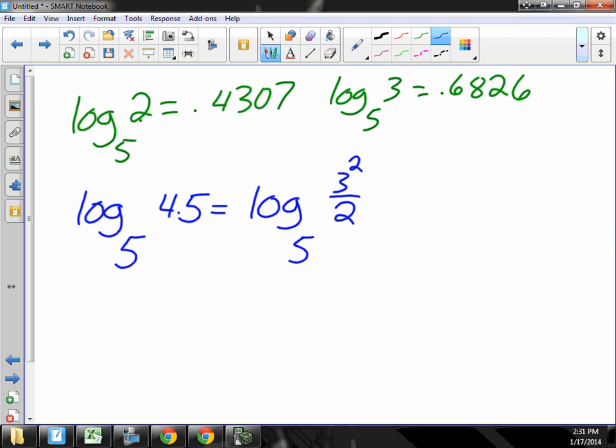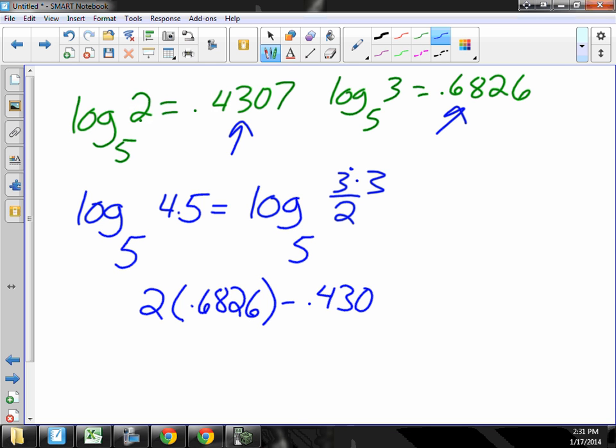Everybody understand that? Okay. Well, this is really 3 times 3. So we're going to use 2 of those. What are the signs of those? Positive. And we're going to use one of these. What's its sign? Negative. So it's 2 times 0.6826 minus 0.4307. Does that make sense? So it's the log base 5 of 3 plus the log base 5 of 3 minus the log base 5 of 2. Okay?